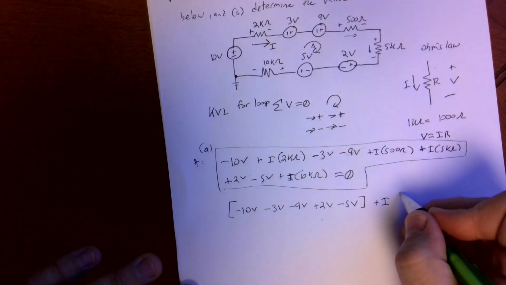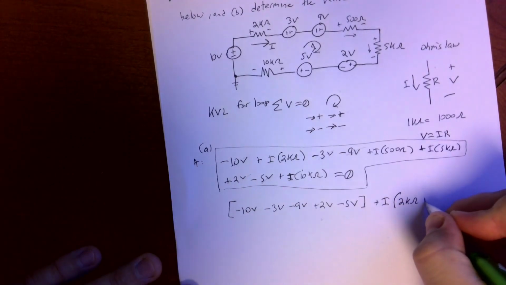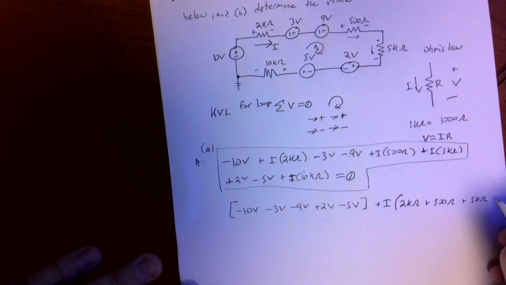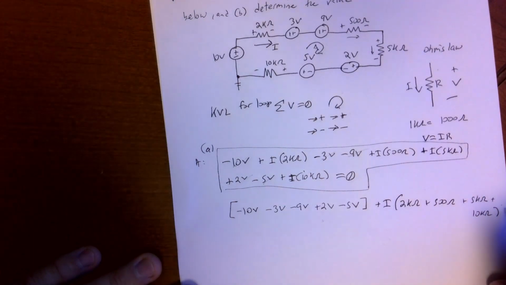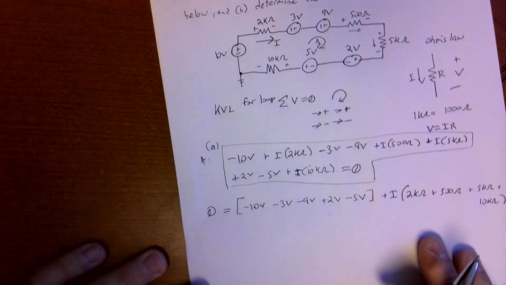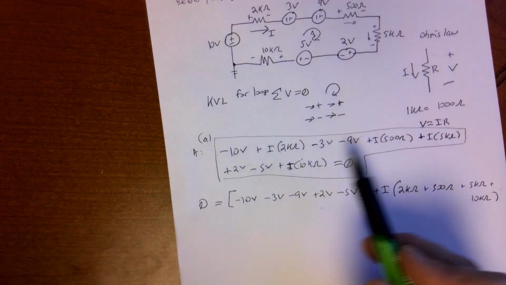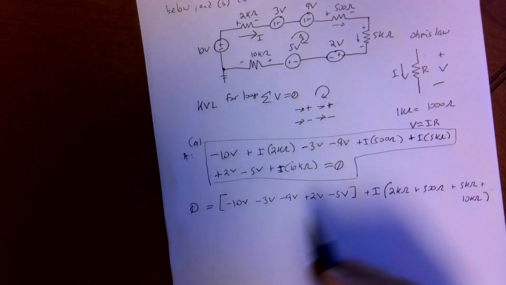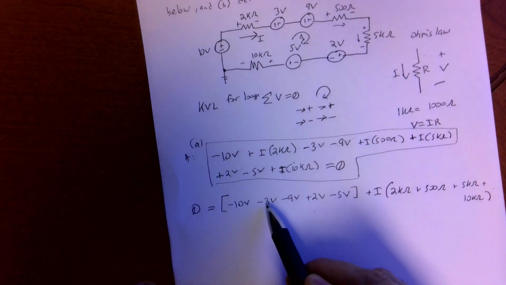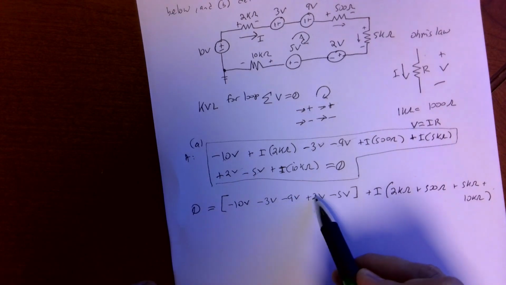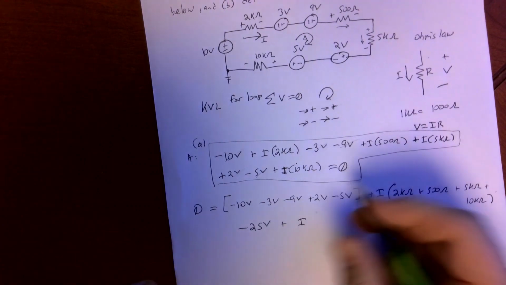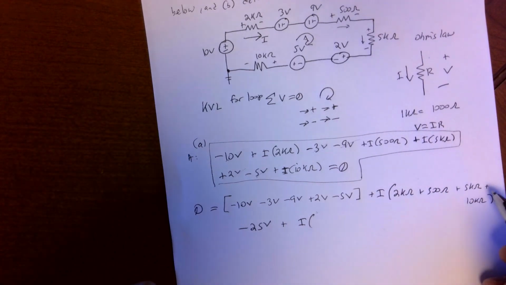And all pluses there, times 2 kilo ohms plus 500 ohms plus 5 kilo ohms plus 10 kilo ohms, and that's all going to be equal to 0. I'll just put it over on this side because I ran out of room there. But what we've done here is just rearrange this equation to start adding it up. Okay, so here we say minus 13, minus 22, 20, minus 25. So you get minus 25 volts plus I times, and now we can add these up here.